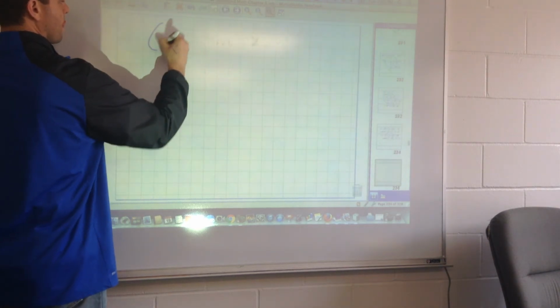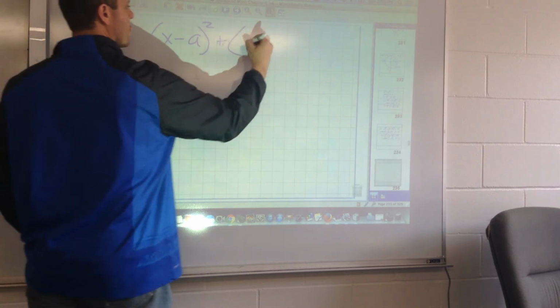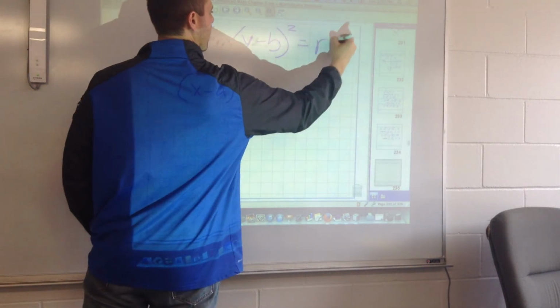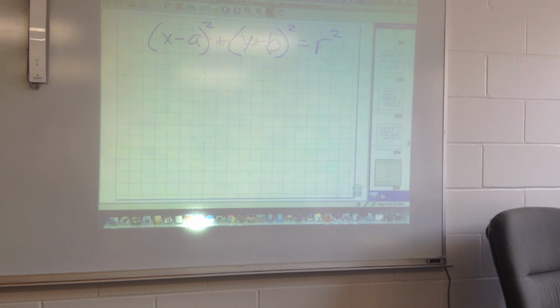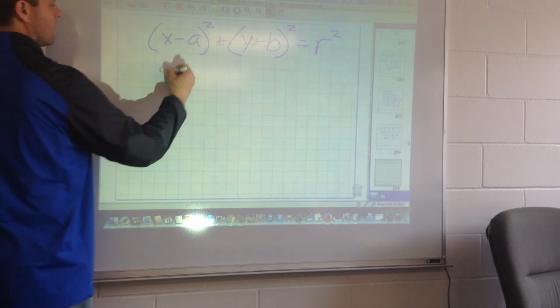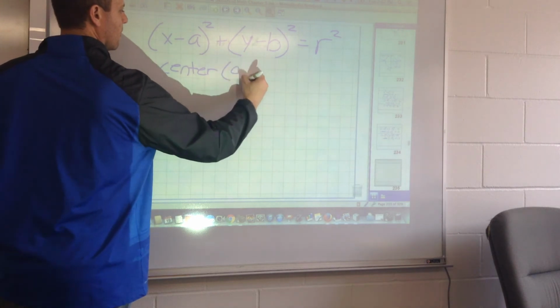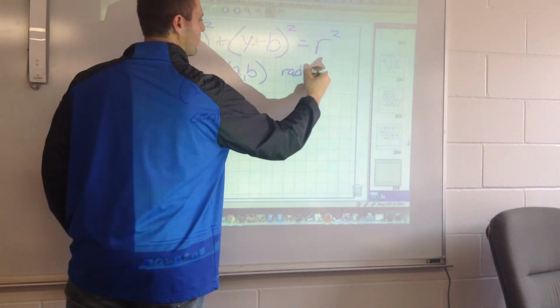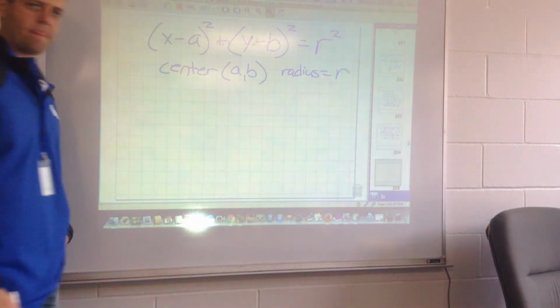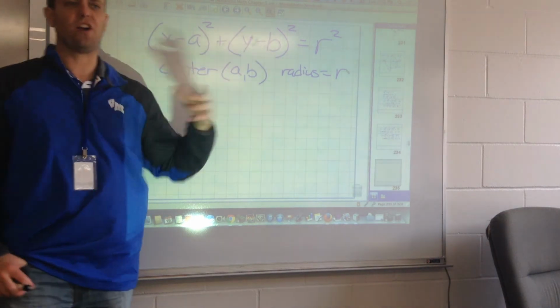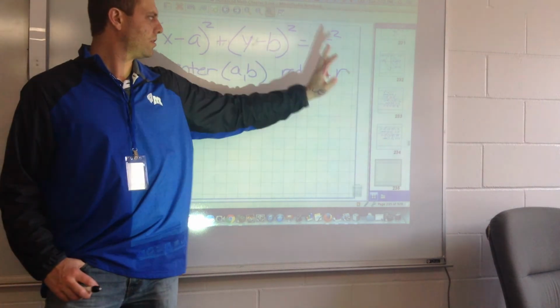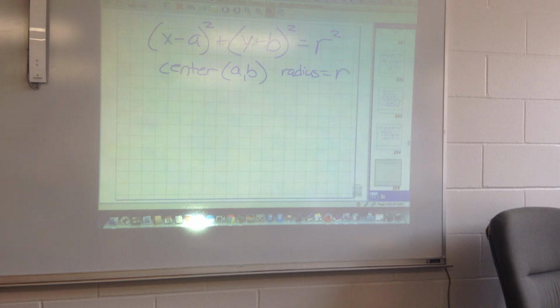Last one. Center's at a, b. And my radius would be r. Good job. So that would represent any circle. Whatever a and b are, that is your center. Square root this, that is your radius. You can use this to help you graph and write any sort of equation for a circle.